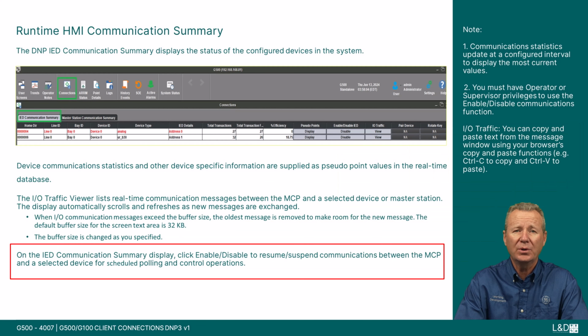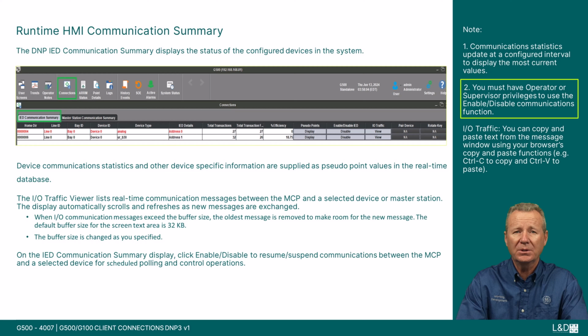On the IED communication summary display, click Enable/Disable to resume or suspend communications between the MCP and a selected device for scheduled polling and control operations. Note, you must have operator or supervisor privileges to use the Enable/Disable communications function.